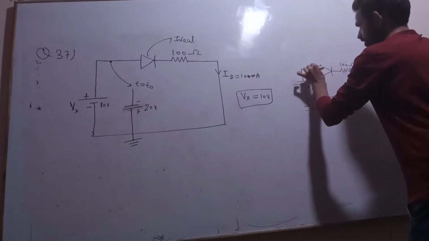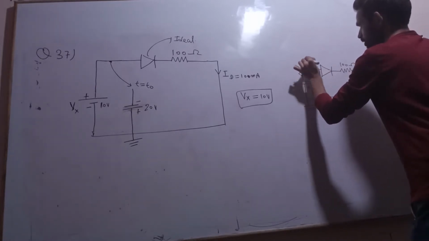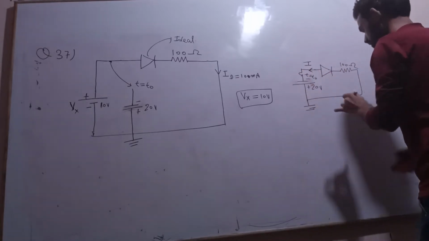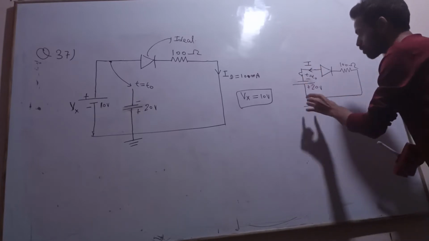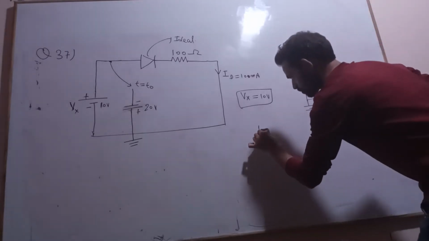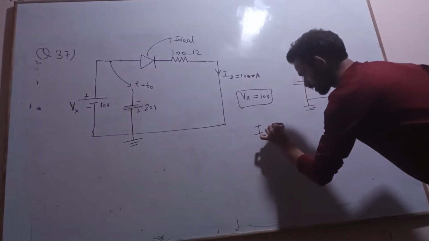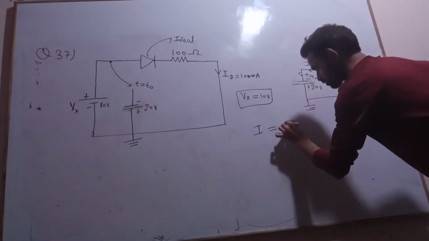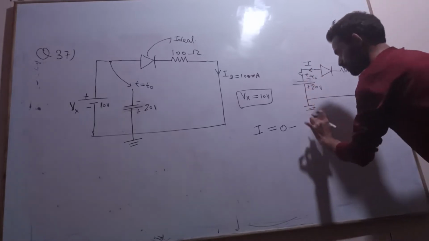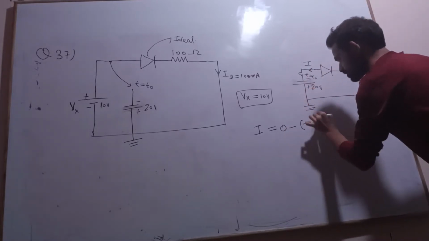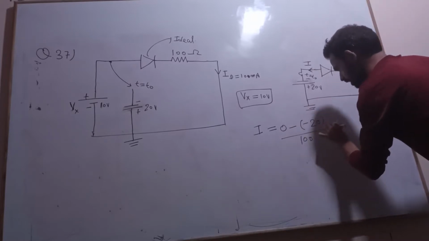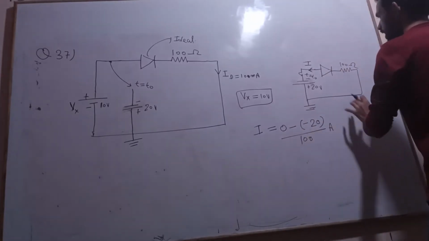Definitely the current will be in the reverse direction, because this diode is now in reverse bias. Still, the current will flow for a small amount of time. Why? Because see here, this is my reverse current, from 0. So 0 minus, from higher potential to lower potential, minus 20 divided by R, which is 100, in ampere.